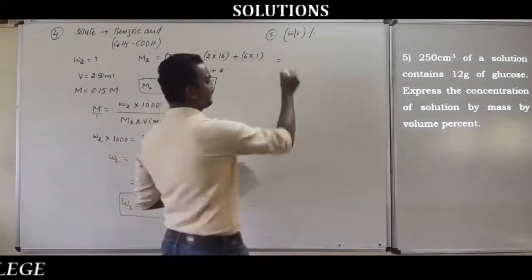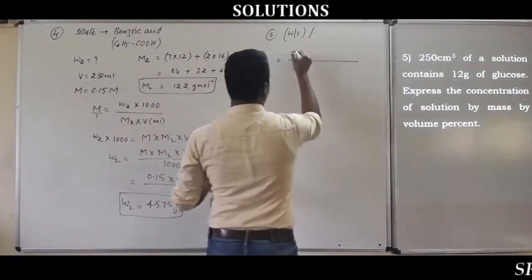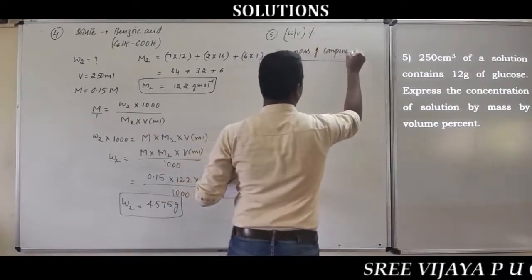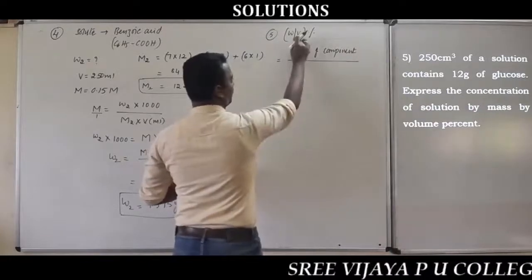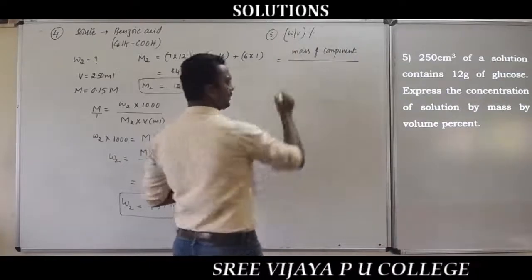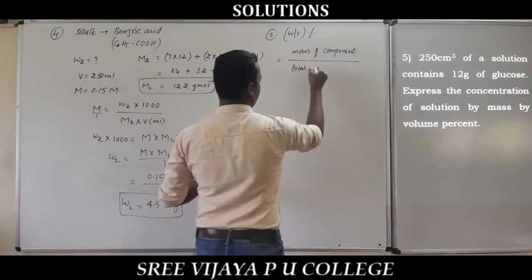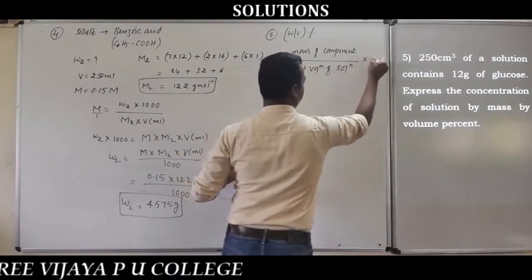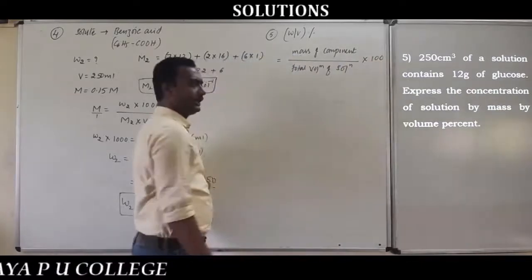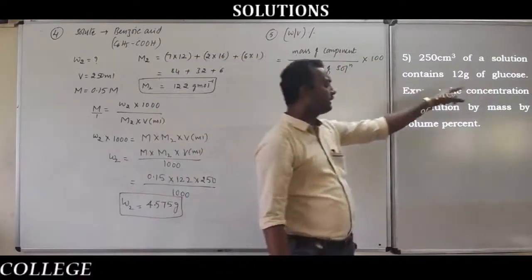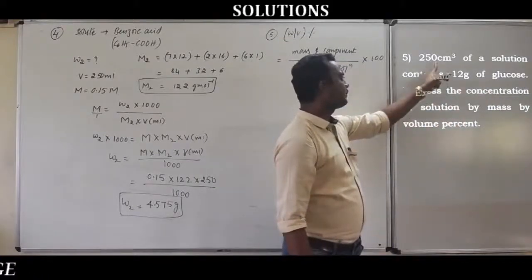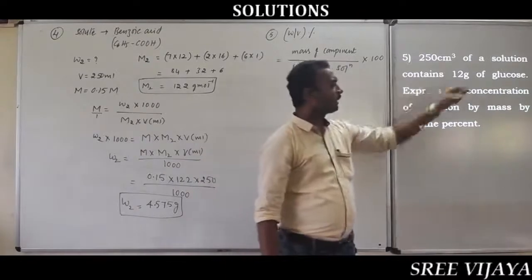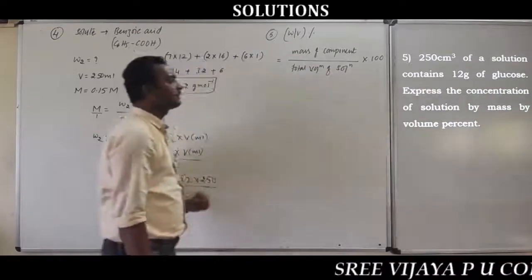So therefore what is the formula? That is the ratio of mass of component in the solution divided by, numerator is mass, denominator we have to take total volume of solution, into 100 percentage. So what is the component here? Component is glucose. The volume of solution is given, total volume 250 cm cube, and how much glucose is dissolved, 12 gram. So we have to find the mass by volume percentage of the solution.